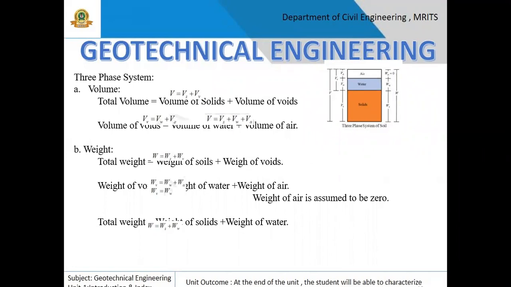And coming to the total weight, total weight is equal to weight of solids plus weight of voids. So weight of solids is denoted by Ws, and weight of voids is denoted by Wv. So Wv is nothing but weight of water plus weight of air, that is Ww plus Wa. We know that air does not have weight, so it is assumed to be 0. So total weight W is equal to Ws plus Ww. Total volume V is equal to Vs plus Vw plus Va. So that is regarding the three-phase diagram.